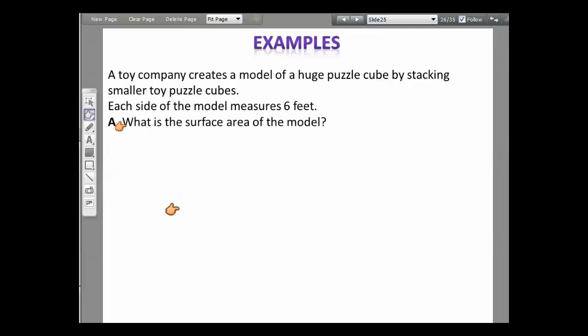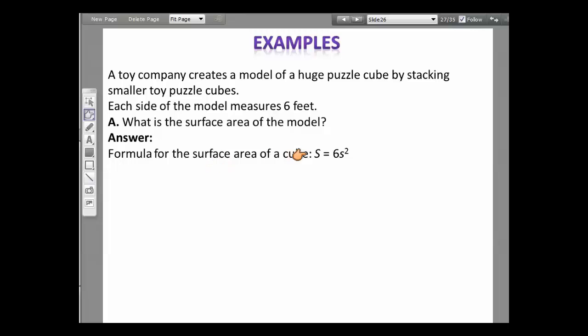A, what is the surface area of the model? So first, if we're going to do surface area, we need to identify our formula. Well, remember, we can use that long one for the rectangular prism, or we can use this shorter formula for a cube. It says each side of the model measures 6 feet, so we're going to plug 6 in for S. Okay, and you're going to square 6: 6 times 6 is 36, or 6 squared is 36. 36 times 6 is going to give us 216. So the surface area of the model is 216 feet squared.